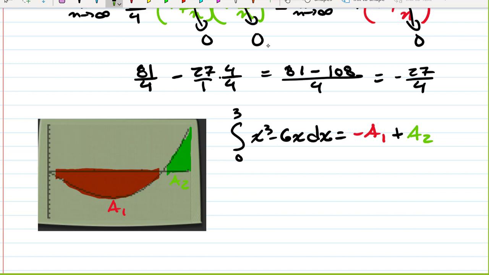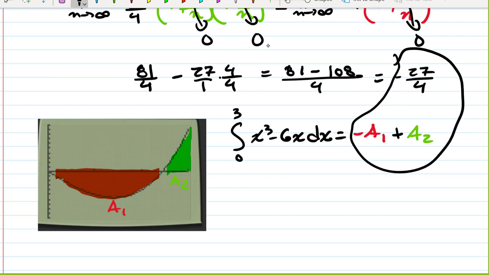And if we add negative A1 to A2, we are going to get this value right here of negative 27 over 4. So the definite integral is the area underneath the curve, with the caveat that area above the x-axis is positive and area below the x-axis is negative. All right.